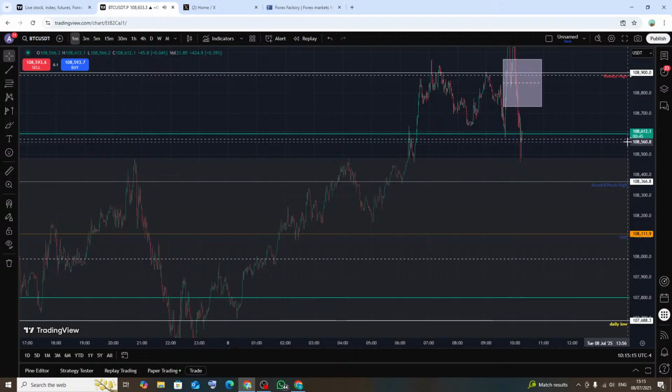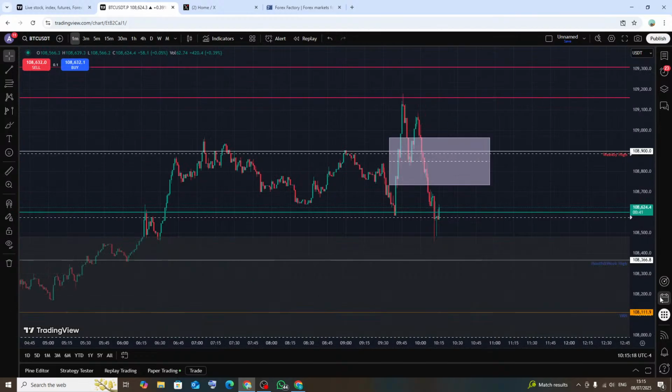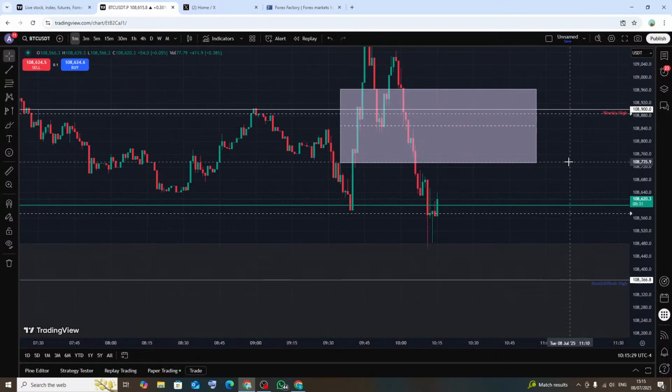Let's see how it goes. We don't know which way it could go from here, but we are just watching and observing the charts, trying to understand certain levels, trying to guess which way the market could go from here. We don't know.